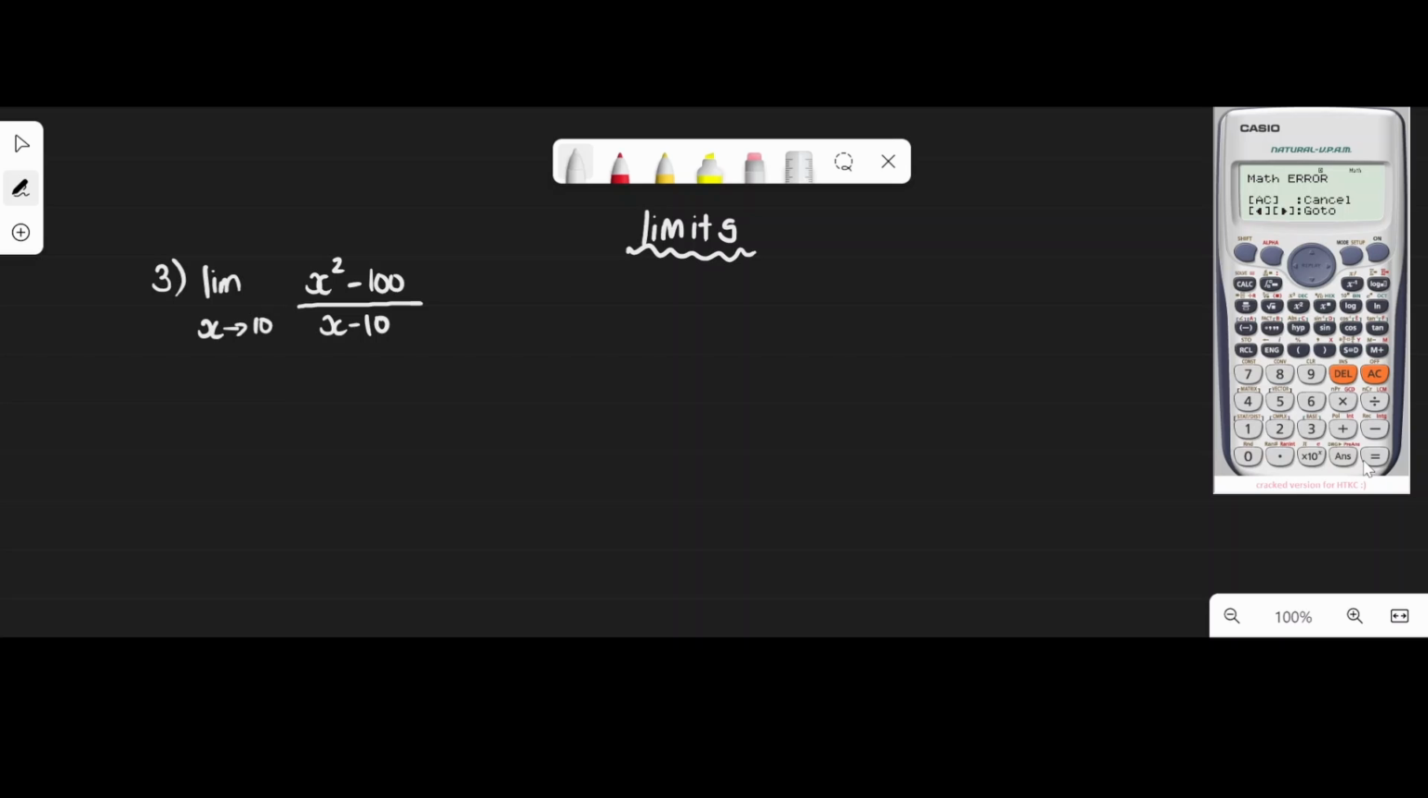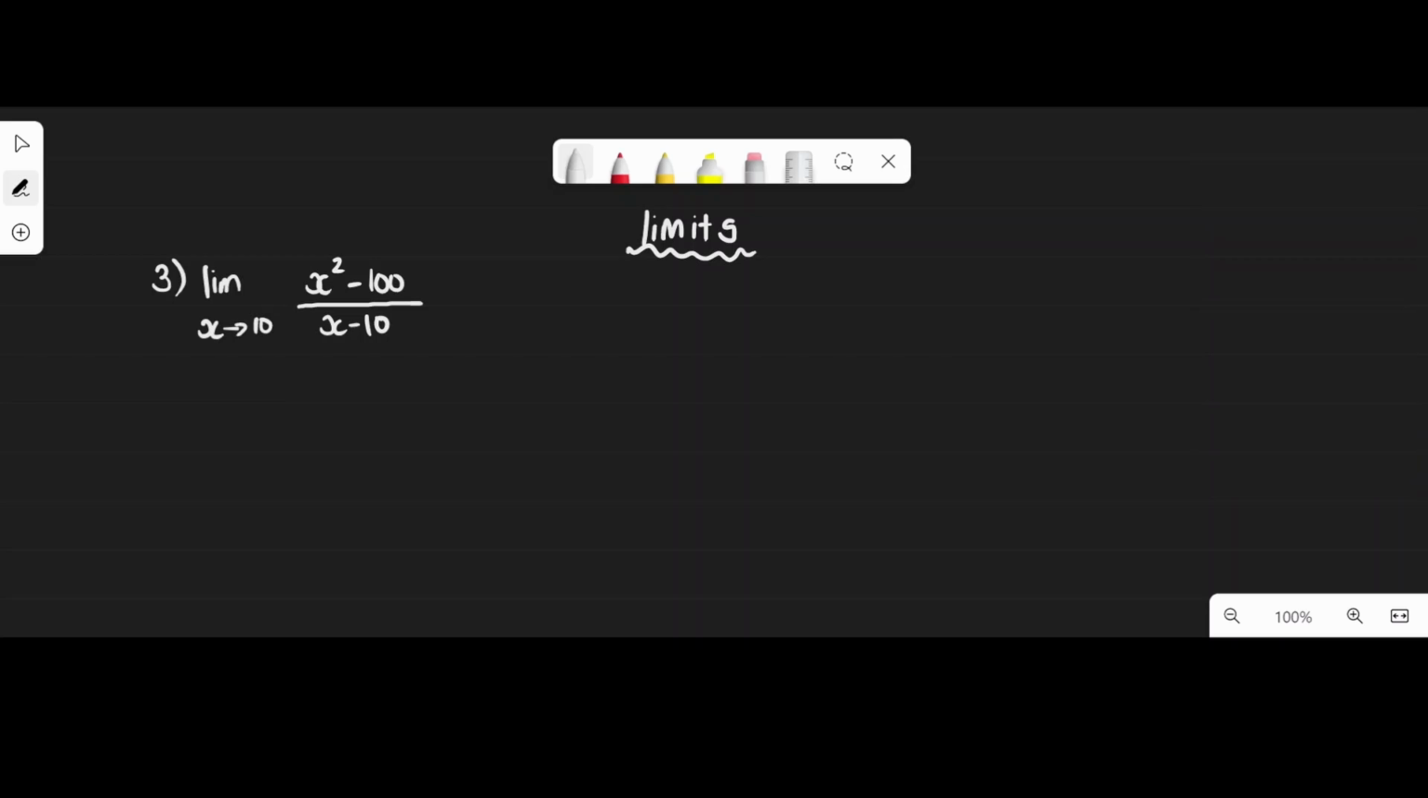If we get a maths error, it means that when we substitute directly, we don't get a limit. So what we need to do is tweak the question so that we can actually get a limit. Since we get a maths error, we need to check whether we can factorize the numerator or the denominator. In our case, we can factorize the numerator. The numerator is a difference of two squares, so we can factorize that. If you don't understand the difference of two squares, I have a video on that. I'll leave an I on top.